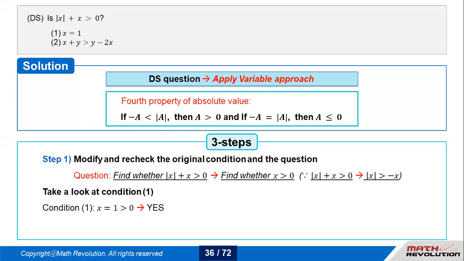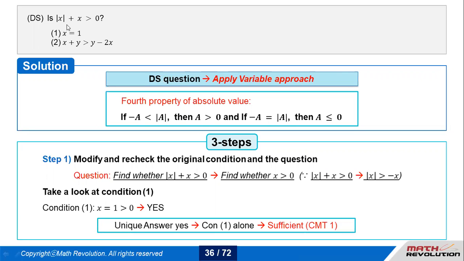So minus A would always be less than its absolute value if A is positive. If A is negative, this fails. So for this particular question, which says mod of x plus x is greater than 0, if I move x to the right hand side, it becomes mod of x is greater than minus x, which is only possible when x is greater than 0. So my question is very simple: is x greater than 0?